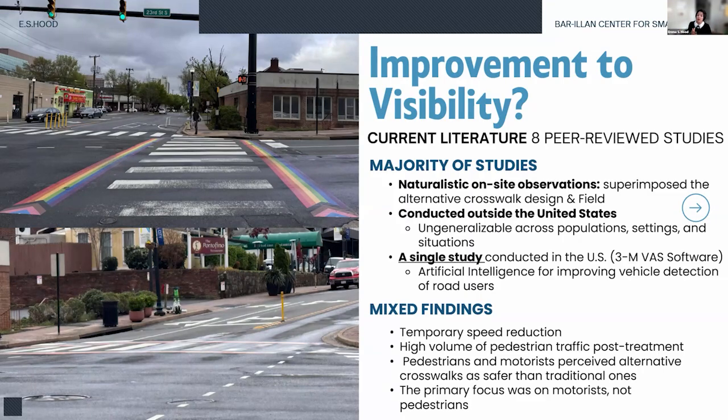A single study for alternative crosswalk designs was completed in the US, but it was testing visual attention software and not humans. It was seeing if it could detect where the human would be. Now, this would be great in automated studies, to increase the technology in automation, but not for asking the human question.